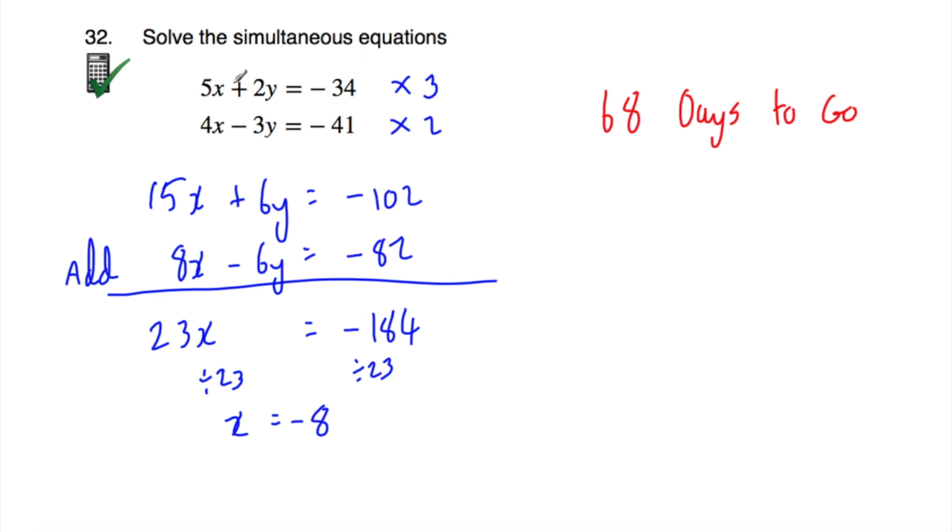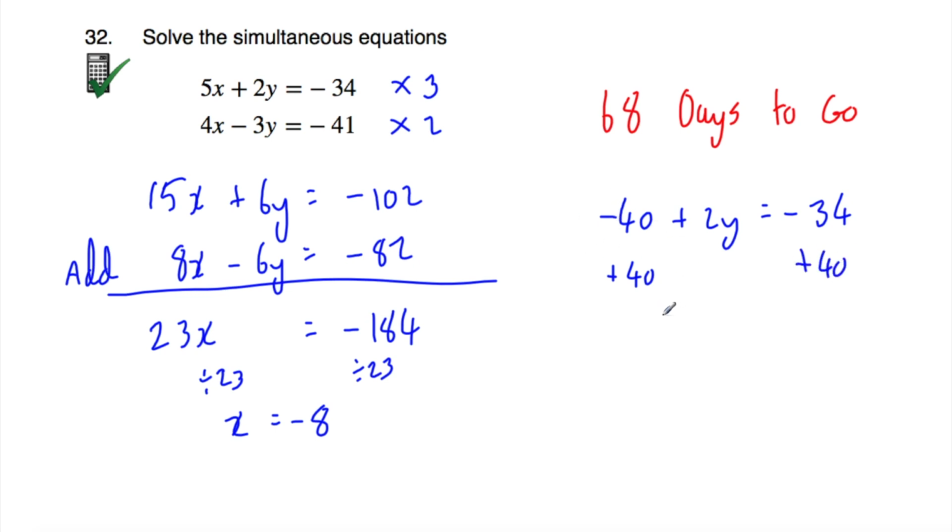And so let's substitute that into one of our equations to find the value for y. So let's choose the top equation. So we've got 5 times minus 8. 5 times minus 8 will be minus 40, plus 2y is equal to minus 34. We want to find out what 2y is, so let's add 40 to both sides. So let's add 40 and add 40 to get rid of the minus 40.